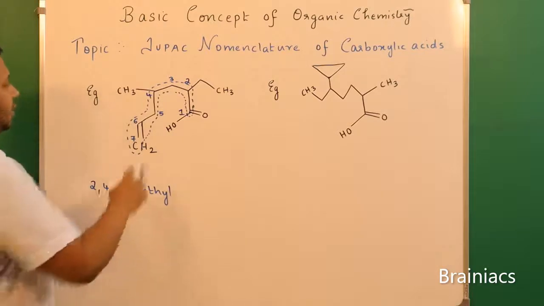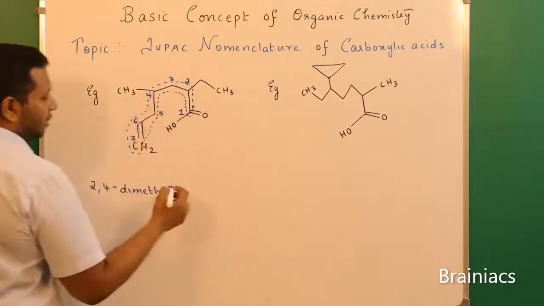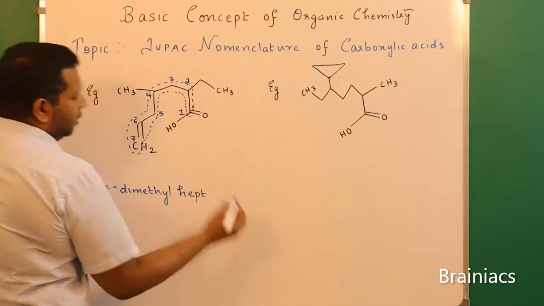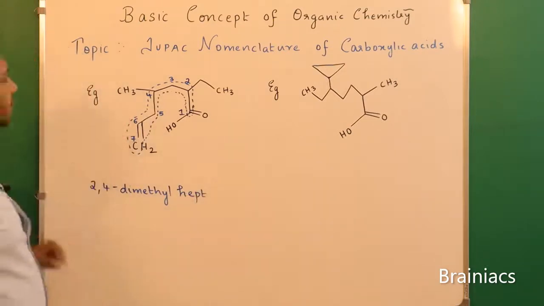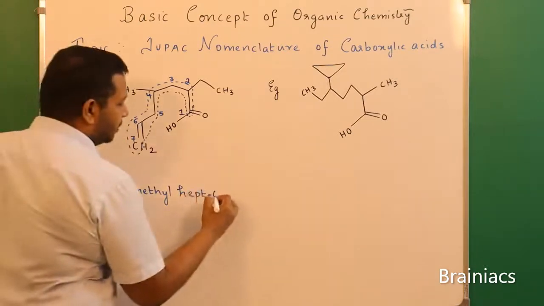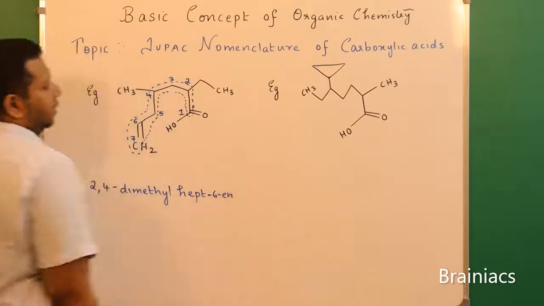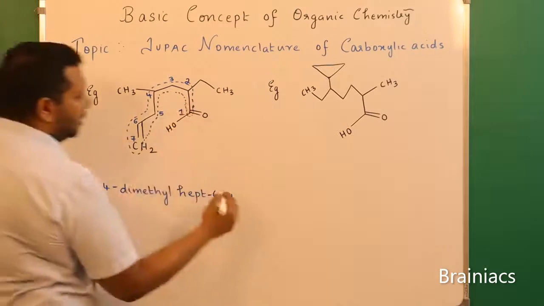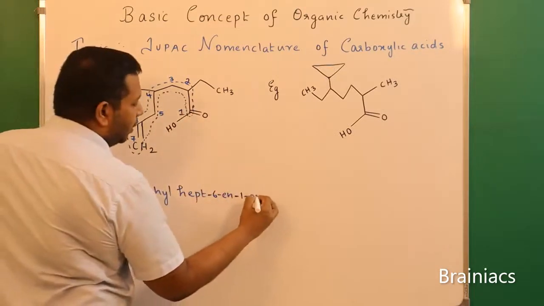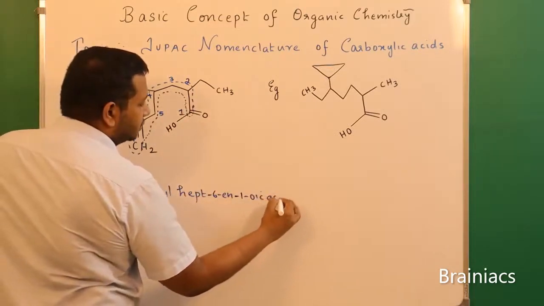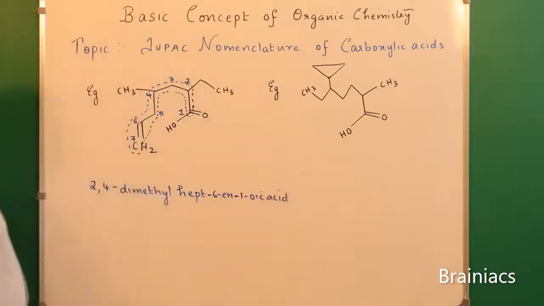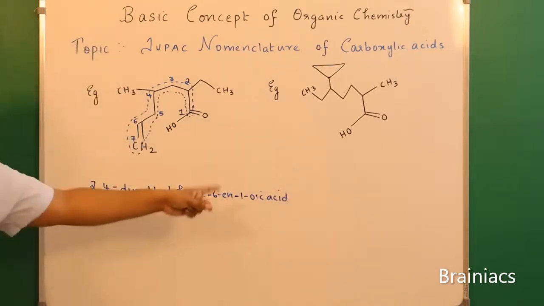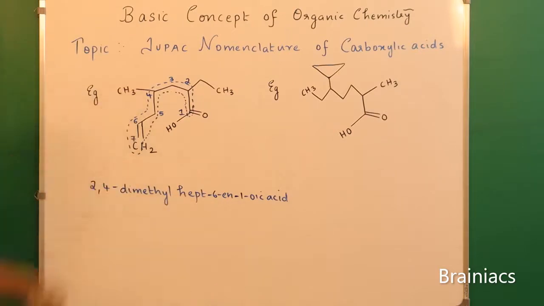So in that case the word root: 7 carbon atoms are there, so the word root is hept, correct, hept. At the 6th position there is a double bond, so hept 6 ene, correct, hept 6 ene. Then comes the first position, there is an oic acid, 1 oic acid. Okay, so my answer is 2, 4 hyphen dimethyl hept 6 ene 1 oic acid. So this is the answer for this question.